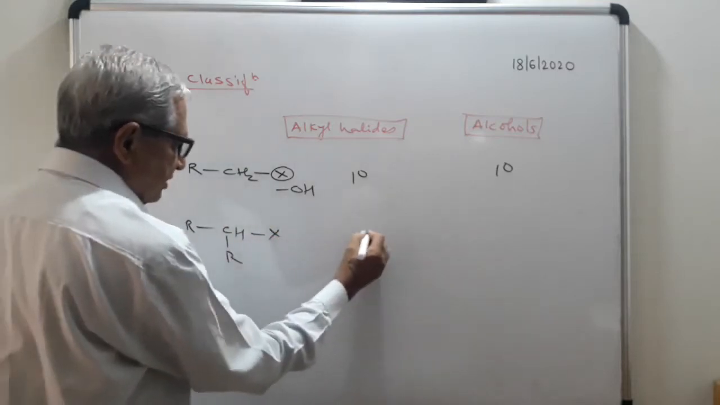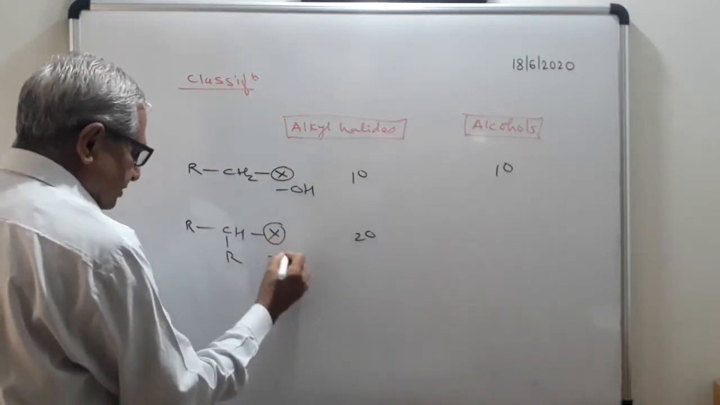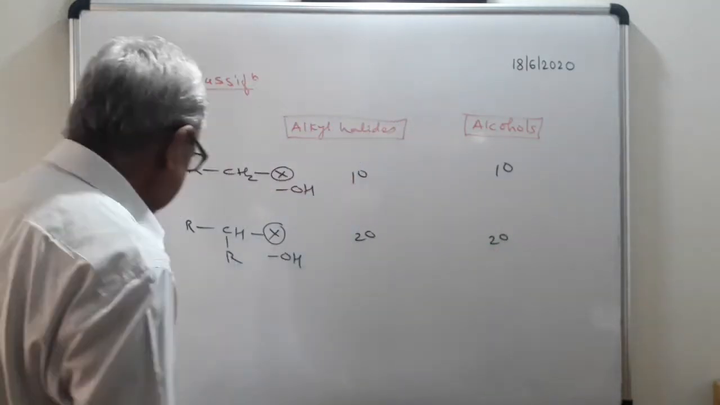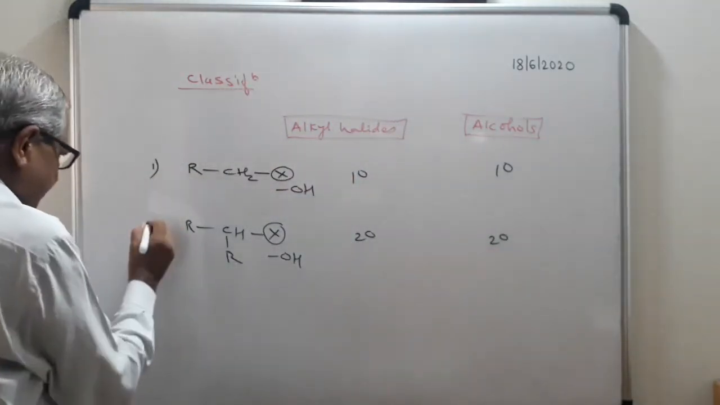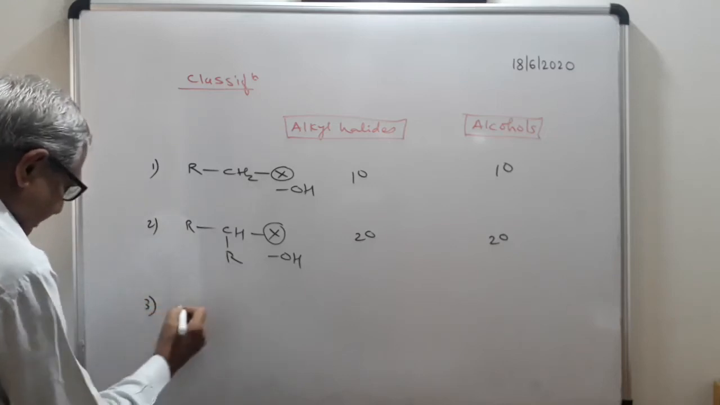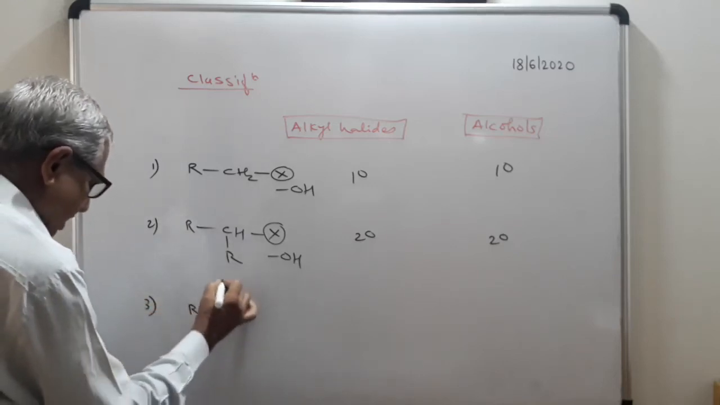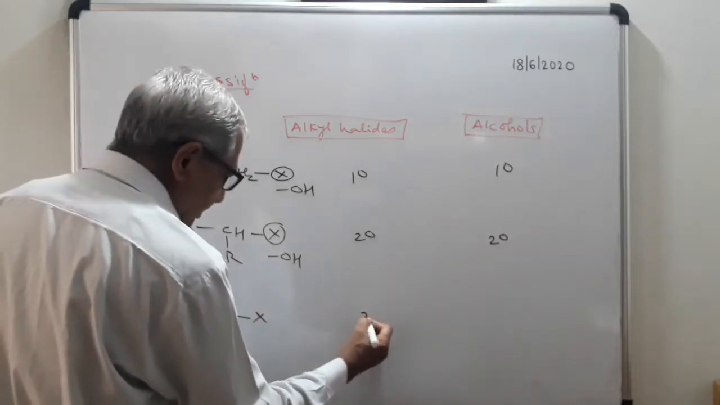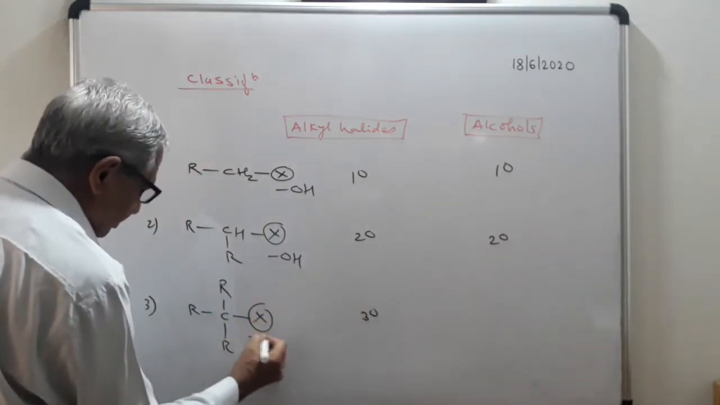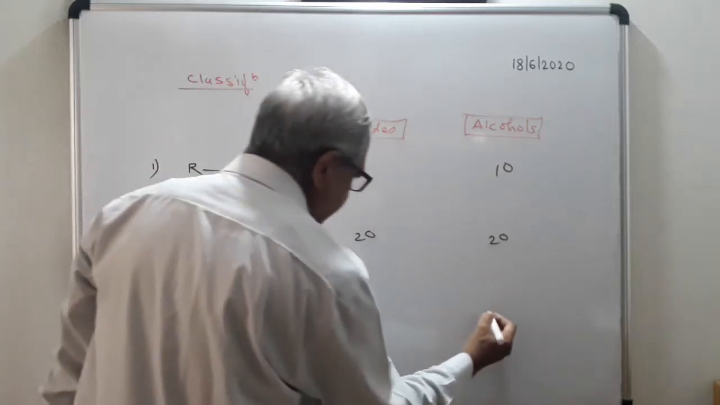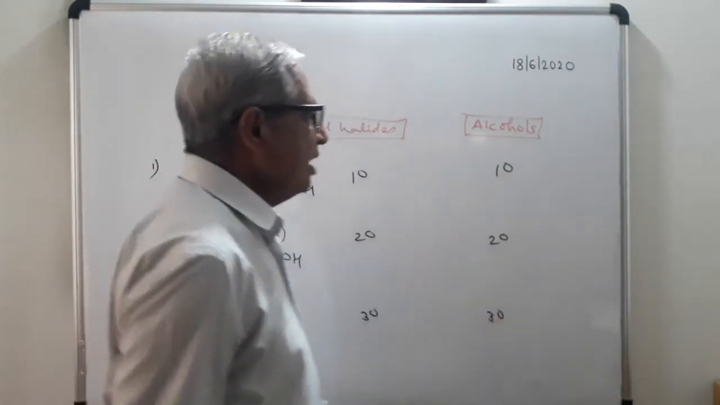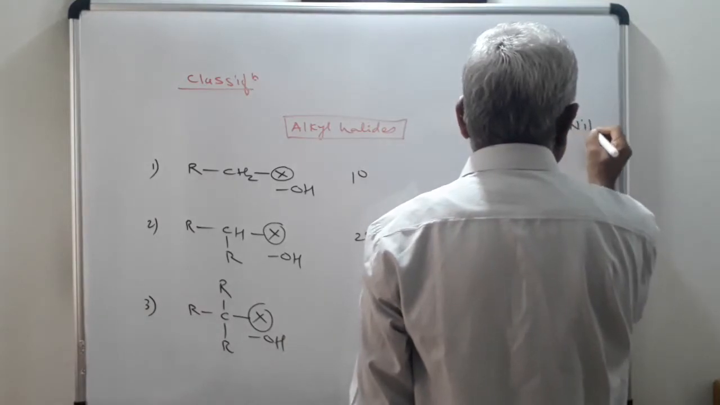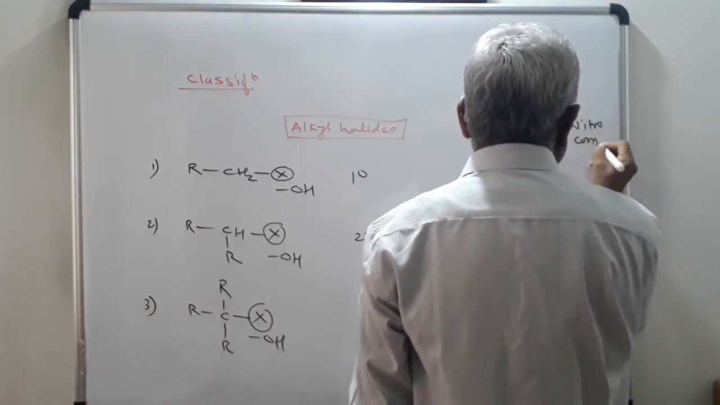R2CHX, this is a secondary alkyl halide. When this X is replaced by OH, you will get secondary alcohol. So this is the first type, this is the second type, now the third type. R3CX will become tertiary alkyl halide. When X is substituted by OH, you will get tertiary alcohol. Now we are going to learn the classification of nitro compounds.